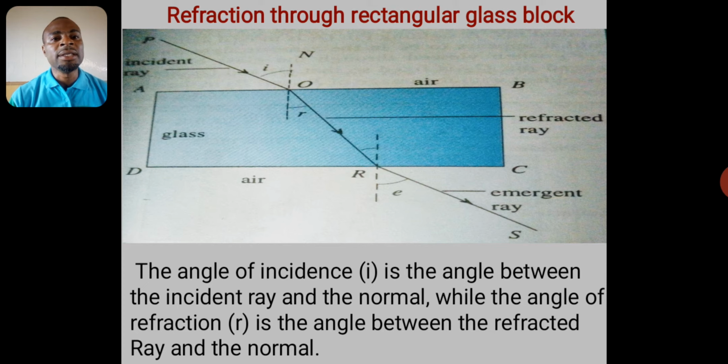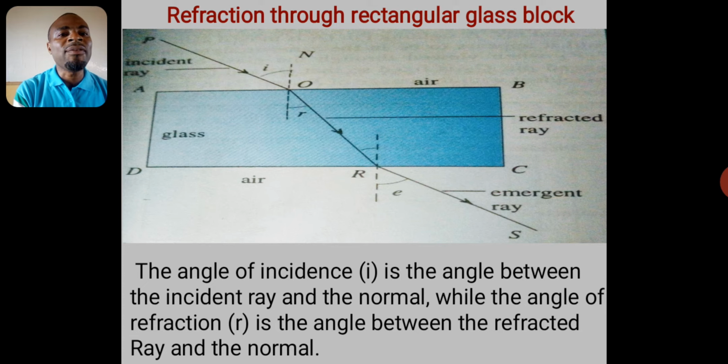So the angle between this incident ray and the normal is called the angle of incidence. We also have another angle there, which is the angle between the refracted ray OR and the normal, and that angle is called the angle of refraction.